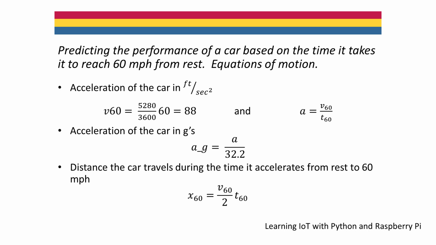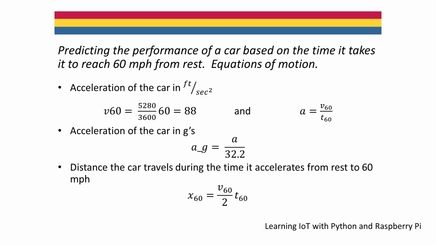In order to use this equation, all quantities must be in consistent units. And in order to convert the speed, 60 miles per hour, to units of feet per second, we multiply 60 by 5,280 feet, divided by 3,600, which results in 88 feet per second. Expressing the acceleration in g's makes it easier to grasp how the car is accelerating. 1g is the acceleration due to gravity at the surface of the Earth, and 1g is equal to 32.2 feet per second squared. To convert the acceleration from units of feet per second squared to g's, simply divide the acceleration by 32.2.